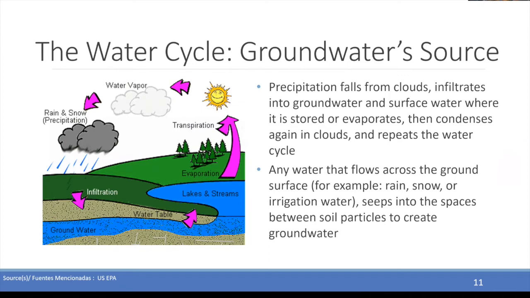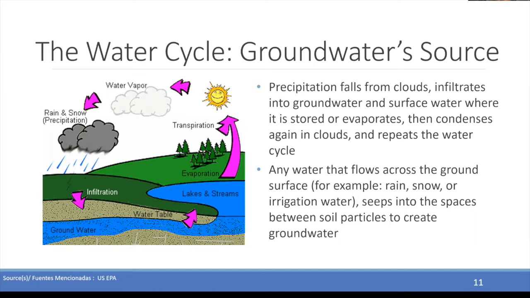So precipitation falls from clouds to the land surface and then infiltrates into groundwater and surface water storage such as lakes or streams, where it either evaporates or condenses again into clouds and then repeats the water cycle. Any water that flows across the ground surface, for example, rain or snow or irrigation water, can seep into little tiny spaces between soil particles to create groundwater.